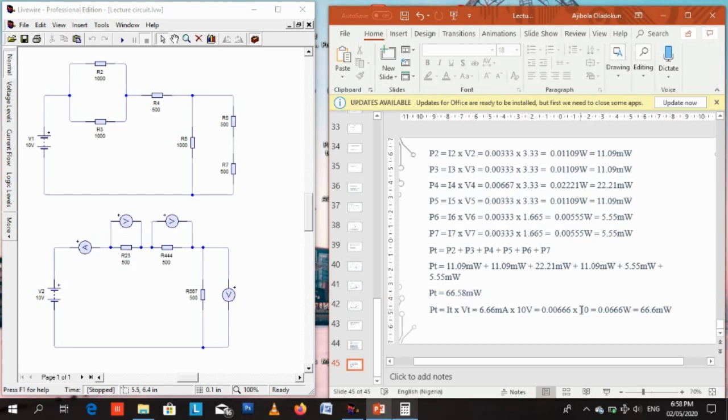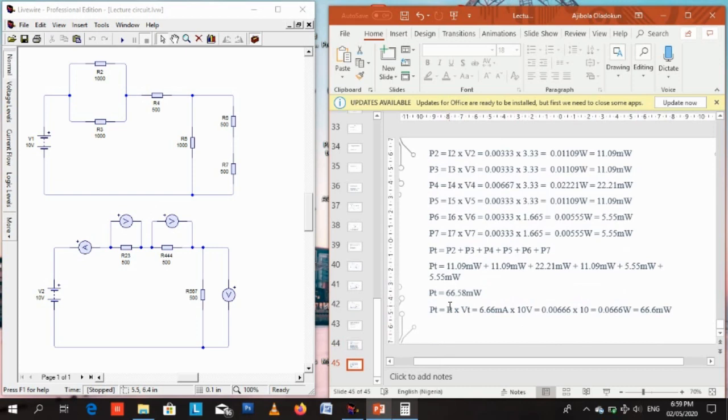If you get total current IT and total voltage VT and you multiply them together, you get total power PT. So you can get the total power either by adding the individual power consumed by the individual resistors, or you get the total current and total voltage and multiply them together. Either method will give you approximately the same thing. You get approximately the same value for the power consumed by all the loads, which is the same as the total power supplied by the DC voltage source.